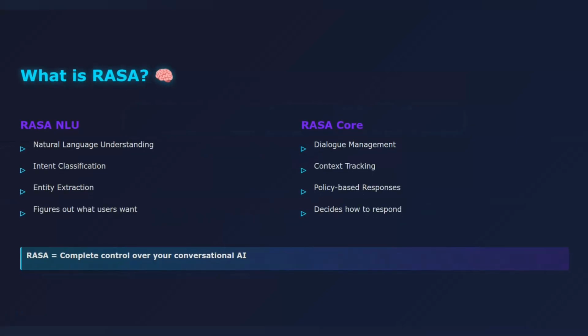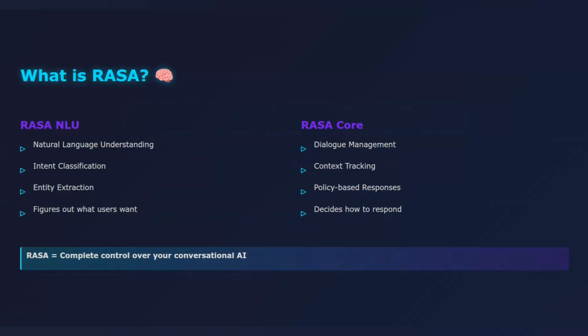Before we jump into the integration, let's quickly understand what we're working with. RASA Overview. RASA has two main components. First, RASA NLU, the Natural Language Understanding component. This handles intent classification and entity extraction. It figures out what the user wants and extracts important information from their message. Second, RASA Core, the Dialogue Management component. This decides how the bot should respond based on the conversation context and trained policies.